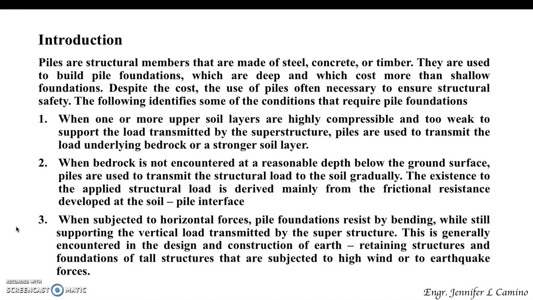It is actually a slender column or long cylinder made of materials such as concrete or steel, which are used to support the structure and transfer the load at desired depth either by end bearing or skin friction. So pile foundations are deep foundations.